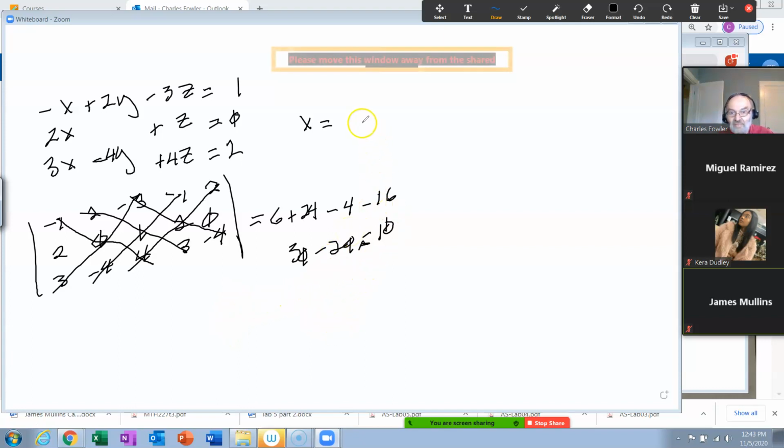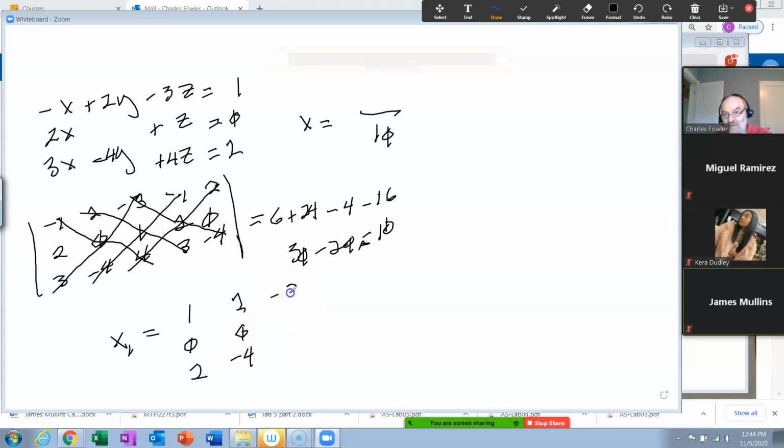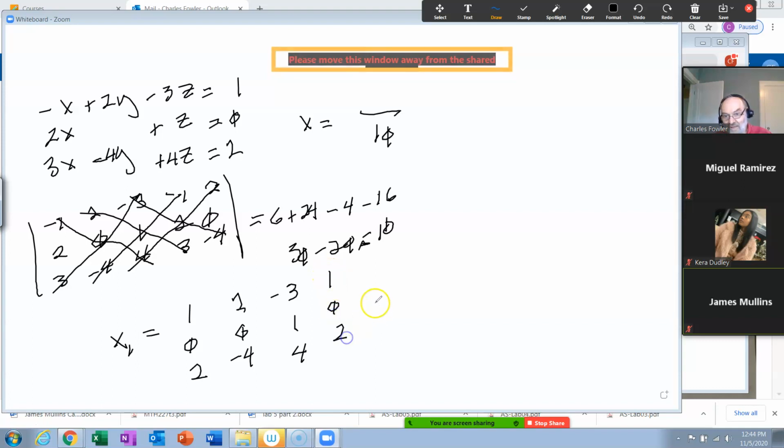So the x value is going to be something over 10. Well, what is the something? The x sub 1, I'm going to phrase it that way, is going to be the determinant of 1, 0, 2. You put that in there, and then the others are going to be the same. 2, 0, minus 4, and the next one's going to be negative 3, 1, 4, and then repeat the first two, 1, 0, 2.